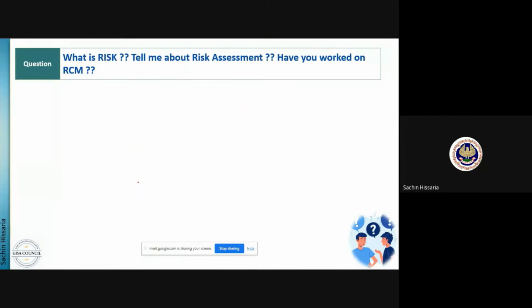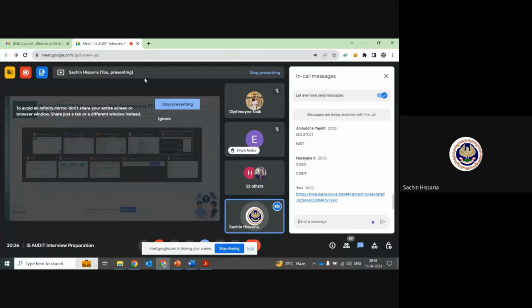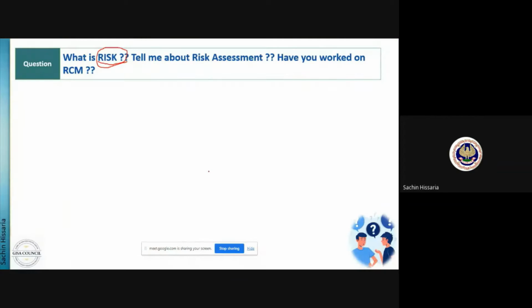Now the next question is about risk. At the start of the webinar also, we were discussing this risk, correct? Himang and Hiral mentioned that nowadays it is very important for the organization to implement appropriate controls to mitigate the risk in the organization. Now, suppose somebody asks you what is a risk, tell me about a risk assessment. As an auditor, how will you verify the risk assessment process of the organization? How would you answer this question?